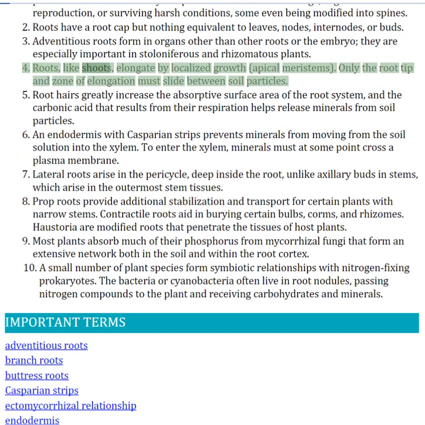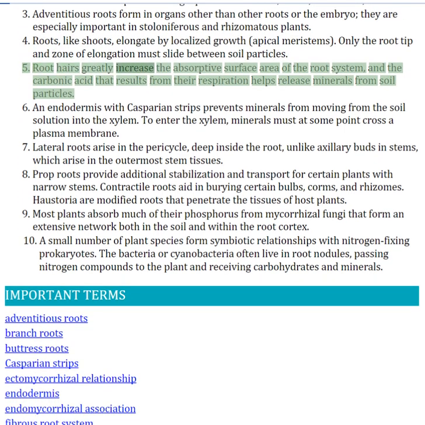4. Roots, like shoots, elongate by localized growth. Only the root tip and zone of elongation must slide between soil particles. 5. Root hairs greatly increase the absorptive surface area of the root system, and the carbonic acid that results from their respiration helps release minerals from soil particles.